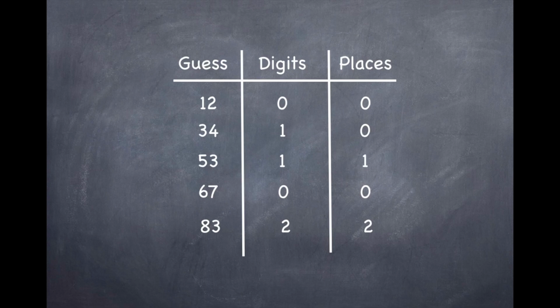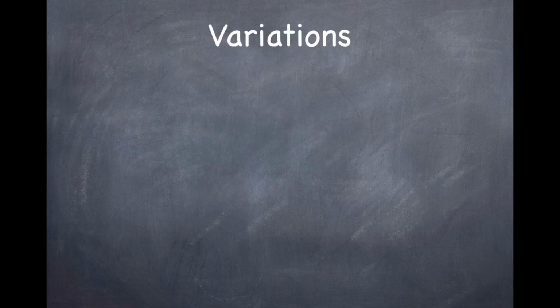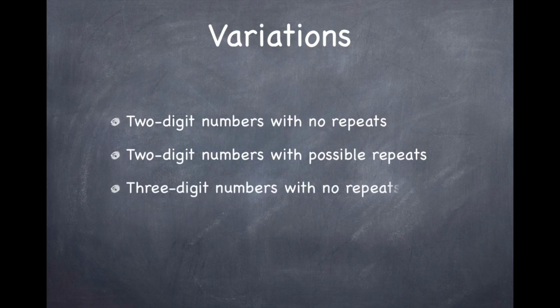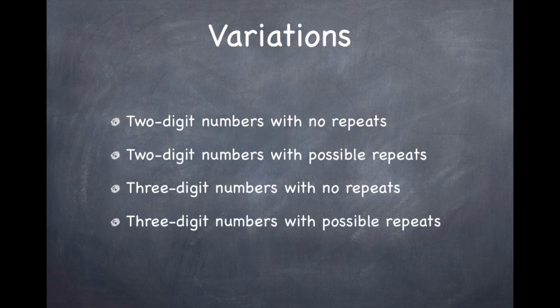That's how the game is played. We can make it more challenging by doing the following variations. Two-digit numbers with no repeats. Two-digit numbers with possible repeats. Three-digit numbers with no repeats. Three-digit numbers with possible repeats. And four-digit numbers. Here's an example of a three-digit game with no repeats.